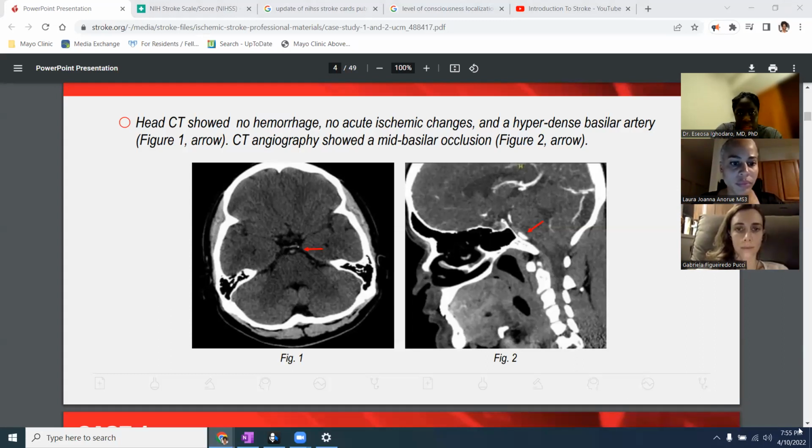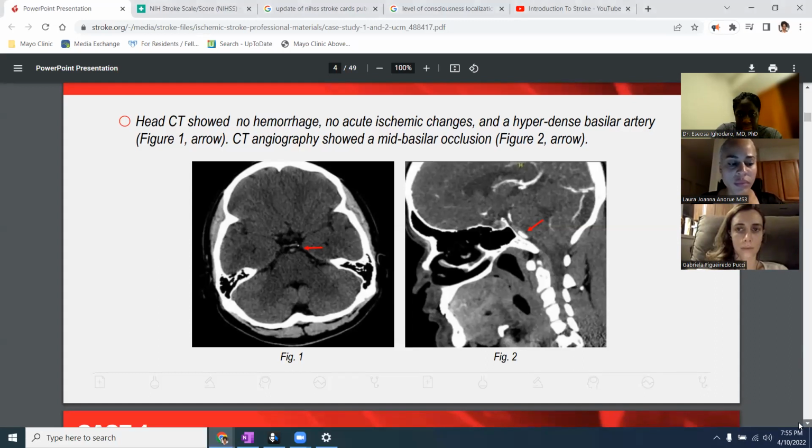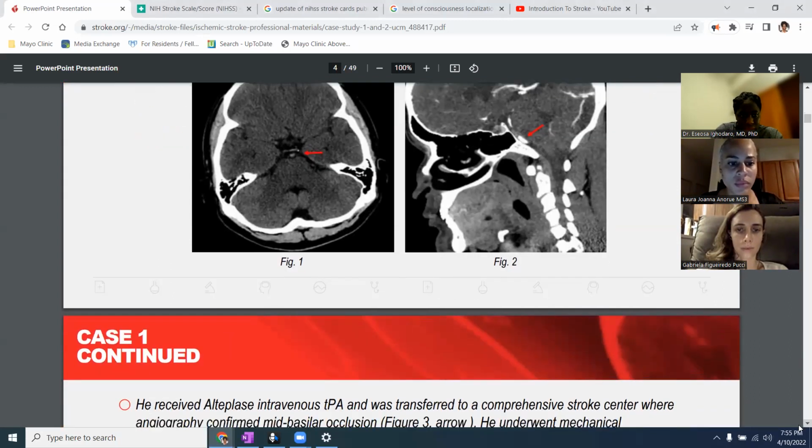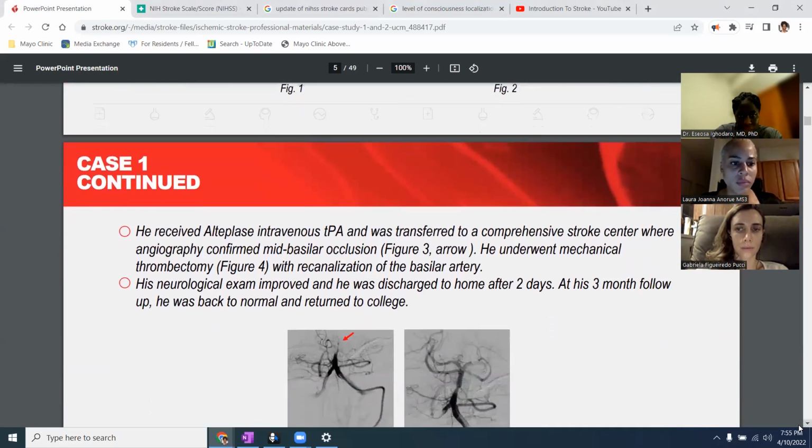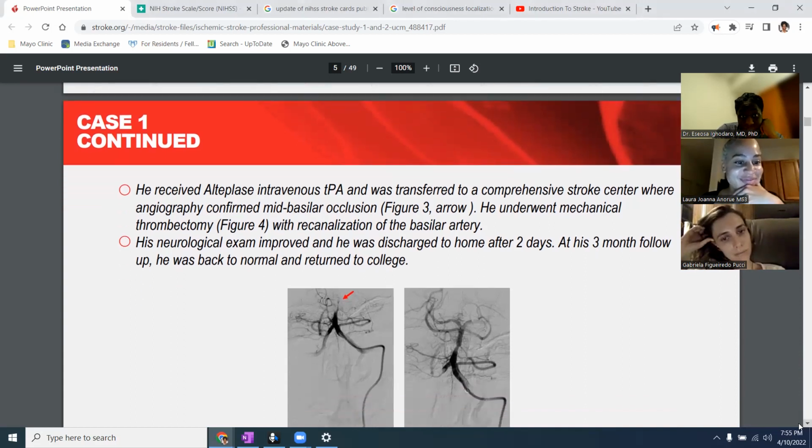So let's see what they did. So I give him TPA. That makes sense. So it looks like he was at an outside hospital, and they give him TPA, then they transfer him to a comprehensive stroke center. They do the CTA head and neck that shows the basilar occlusion. Oh, so he underwent mechanical thrombectomy. Wow. They went for it. I guess we do it sometimes.